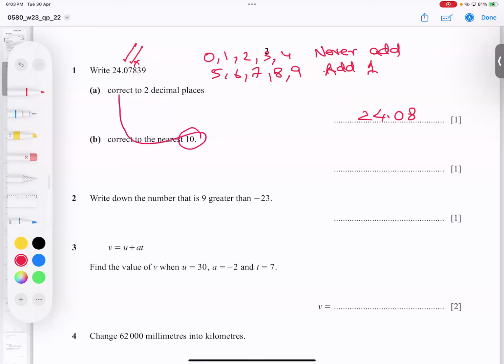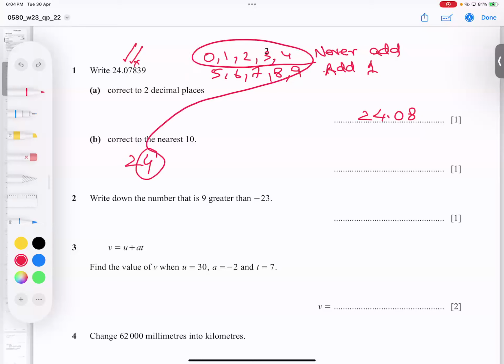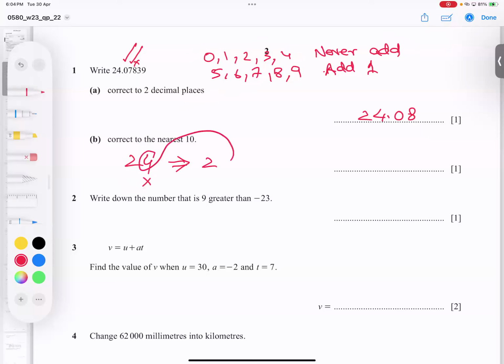Nearest tens means what? This number is called ones and this number is called tens. So I will focus only on 24. This is called ones, this is called tens. Again, same criteria. If this number is among these, I will not add, and when I remove this number, I eliminate it. I will not add. So this 2 remains 2, but this 4 will turn to a 0. This is the reason some students write 2 only. Impossible. Okay, I hope it is very, very clear. Let's go for the next.